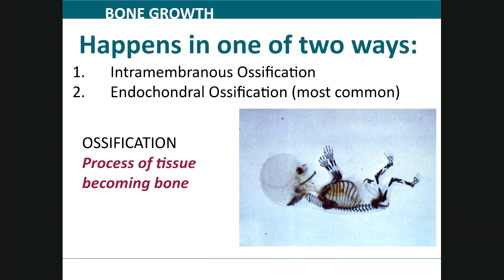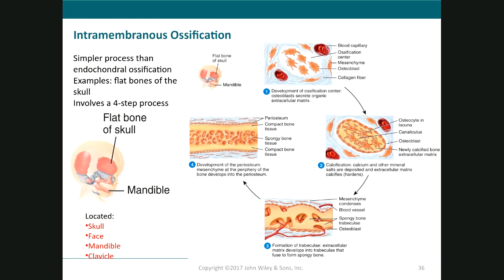So let's talk about bone formation. Bone formation happens in two ways: intramembranous ossification and enchondral ossification. Enchondral ossification is the more common one. Ossification means the process of tissue becoming bone. So intramembranous ossification is the least common one, and it's the way our flat bones develop, specifically the flat bones of our skull. And let's talk about how that happens.